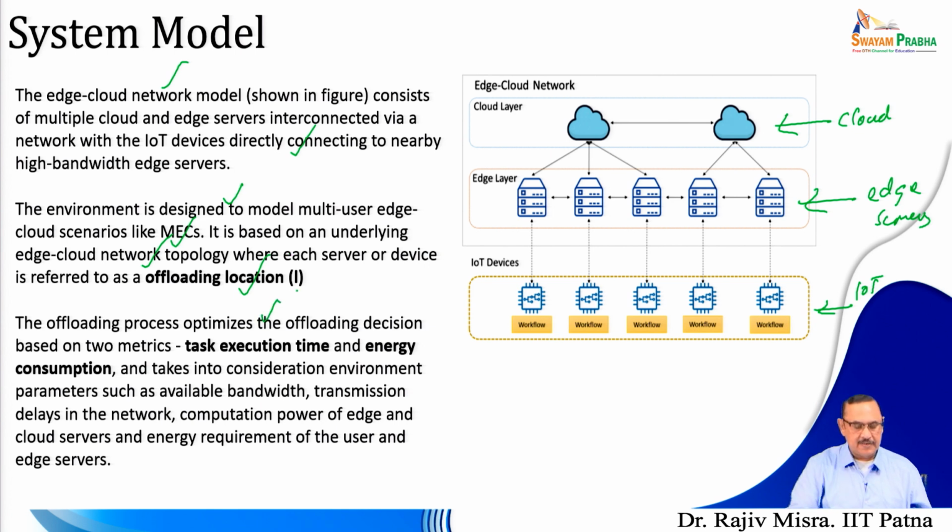The offloading process optimizes the offloading decision based on two metrics, the task execution time and the energy consumption, and takes into consideration environment parameters such as available bandwidth, transmission delays in the network, computation power of the edge and cloud servers, and energy requirement of the user and the edge servers.